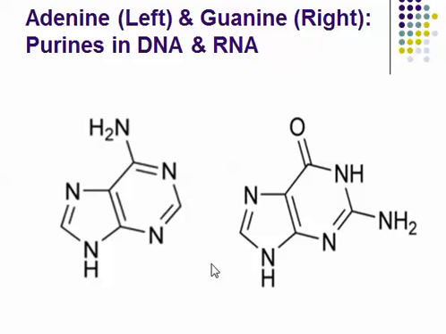None of that changes. The only thing that changes is that adenine has an NH2 group, an amine right here. And then the guanine has the amine in a different location, and it has a double bond O right up here at the top. So that's the difference between the two bases, and both of these are found in DNA. Adenine abbreviated with A, guanine abbreviated with G. So these are my purines. Both of these are found in DNA and RNA.